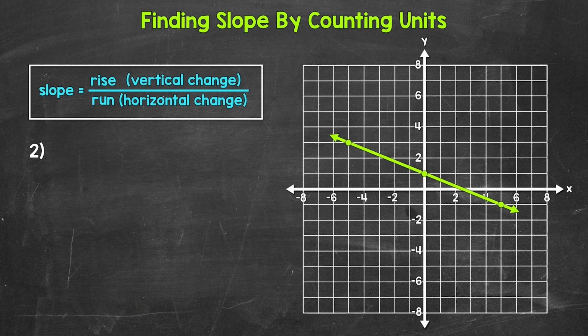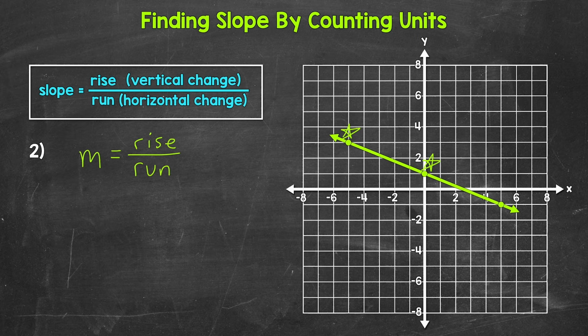Taking a look at number 2, notice that this line is moving downward from left to right. This is what we call a negative slope. So let's find the slope. Again, slope equals rise over run. So let's find the rise and run here. So we need to pick any 2 points. Let's pick this point and this point.